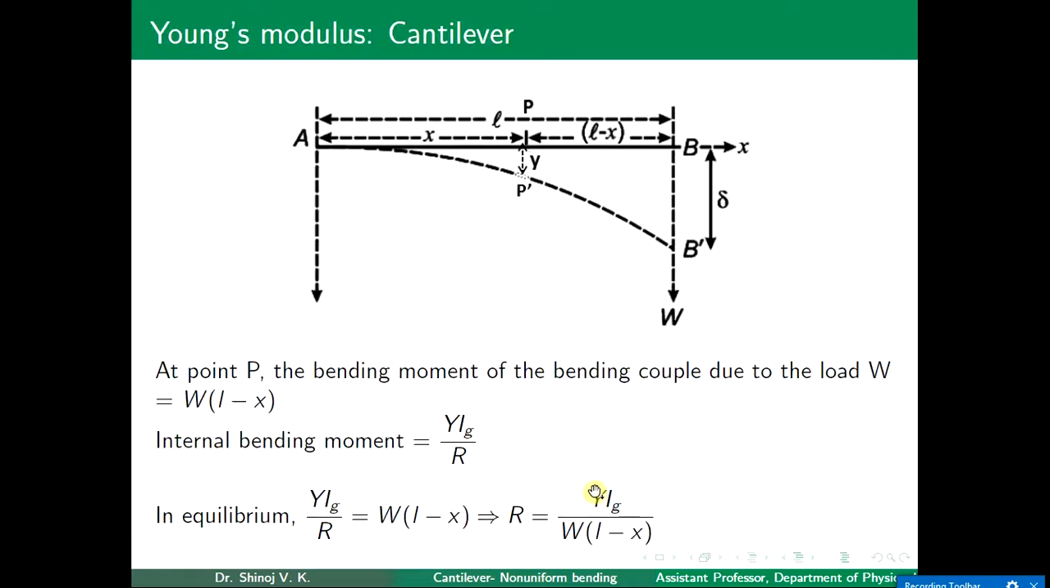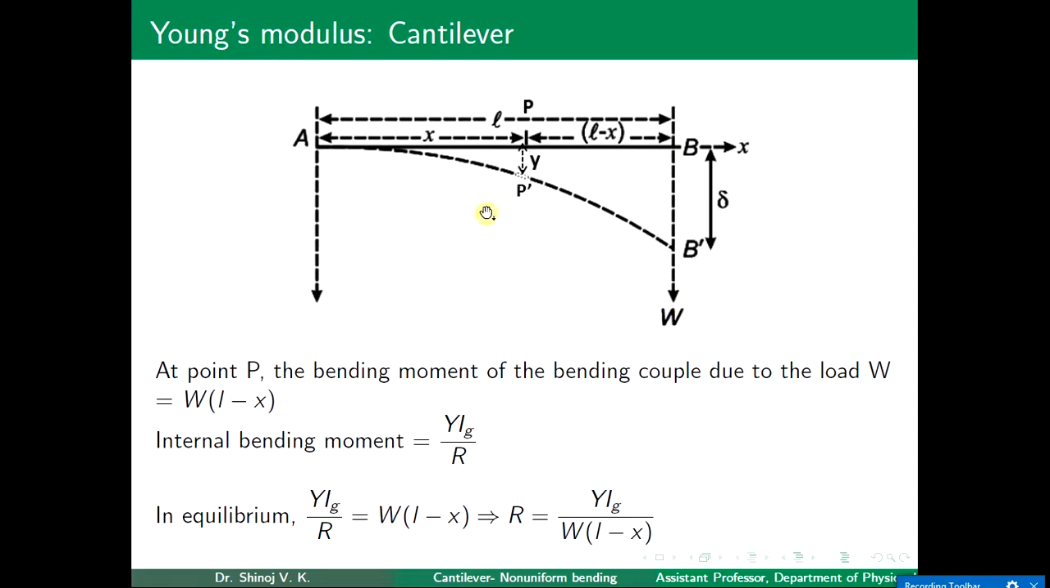Now let us discuss a cantilever, which is an example of non-uniform bending. A cantilever is a beam held horizontally with one end fixed and the other end loaded. In this case the beam is bent non-uniformly, so that the radius of curvature of the neutral axis varies from point to point. Let us consider a light cantilever AB of length L, clamped at end A and loaded at the end B with a weight W, which is equal to mg.